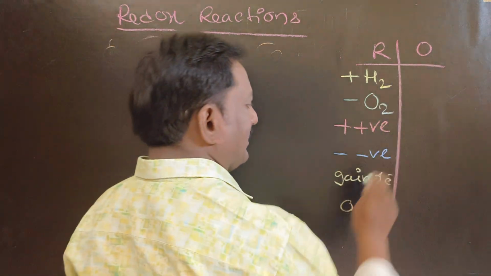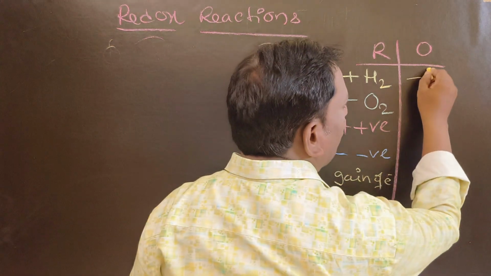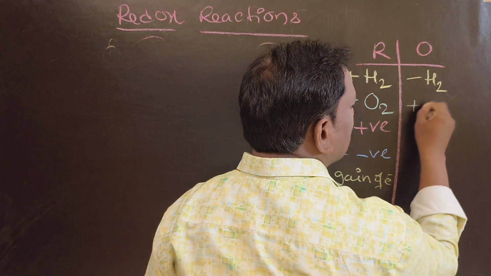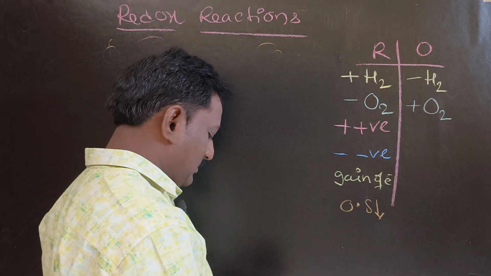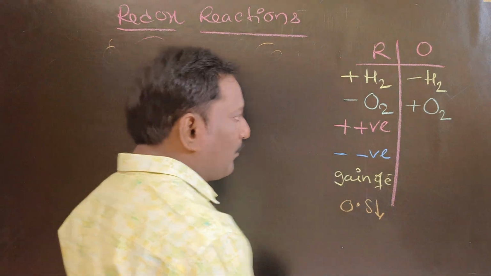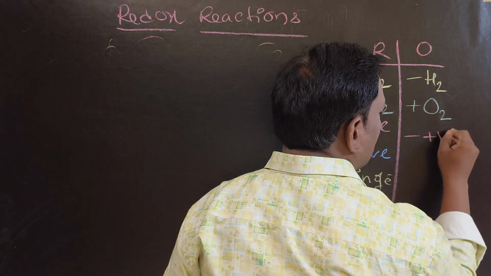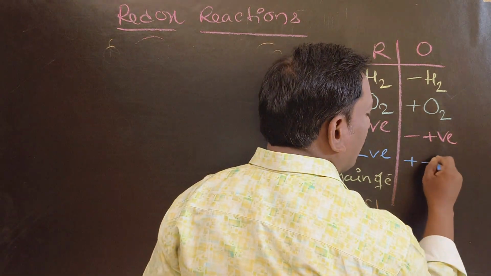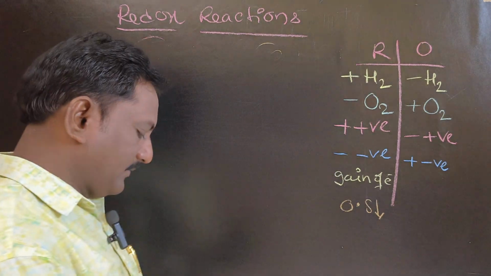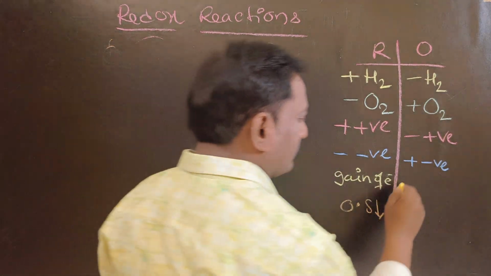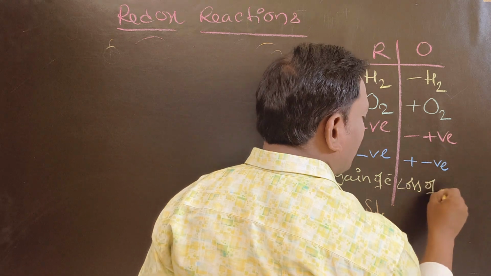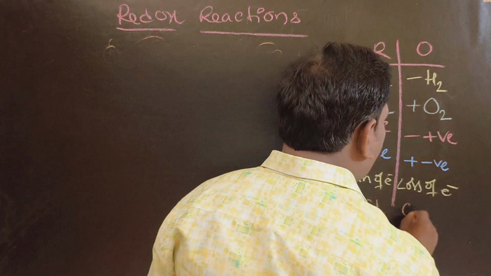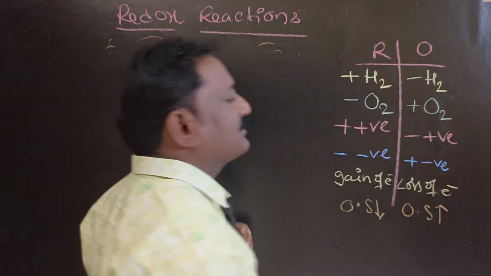Then what about oxidation? Removal of hydrogen from any substance is oxidation. Addition of oxygen to any substance is oxidation. Removal of an electropositive element, that is metal, from any substance is oxidation. Addition of an electronegative element, that is non-metal, is oxidation. Loss of electrons by an element is oxidation. Increment in oxidation state is oxidation.